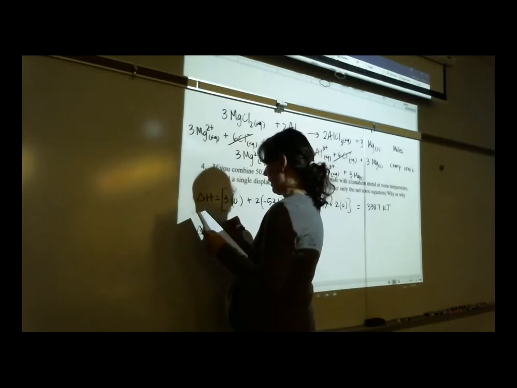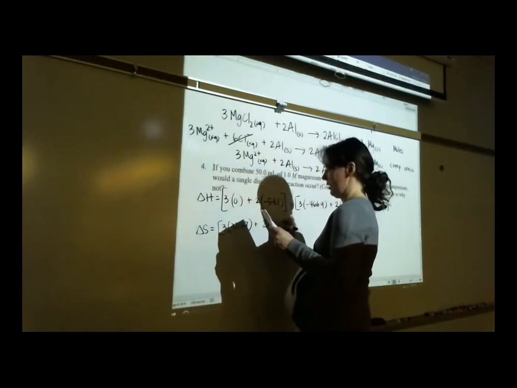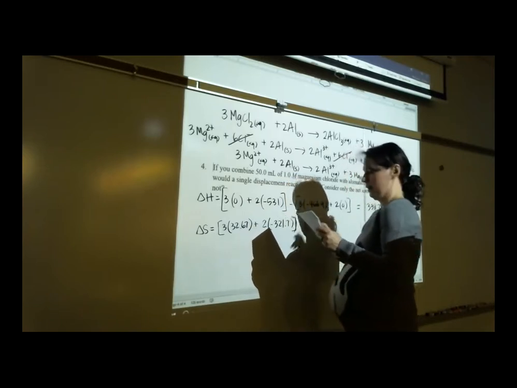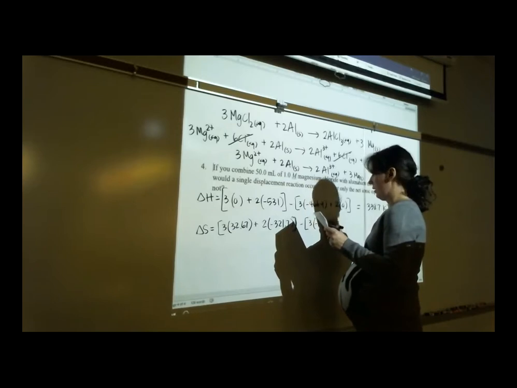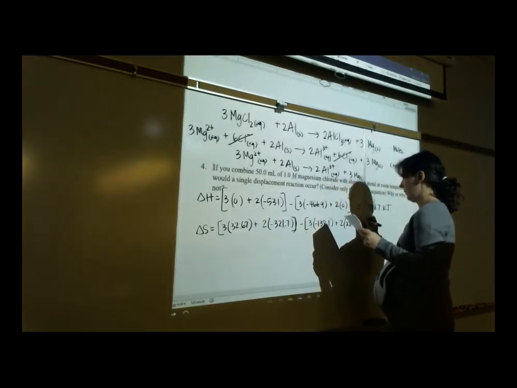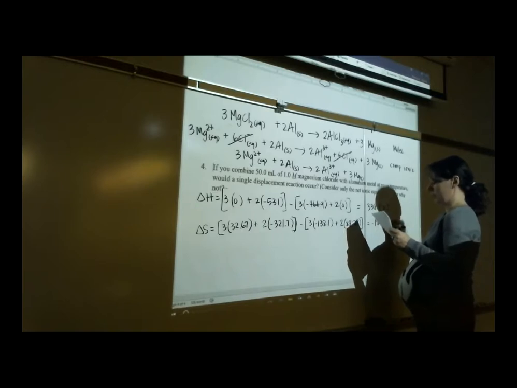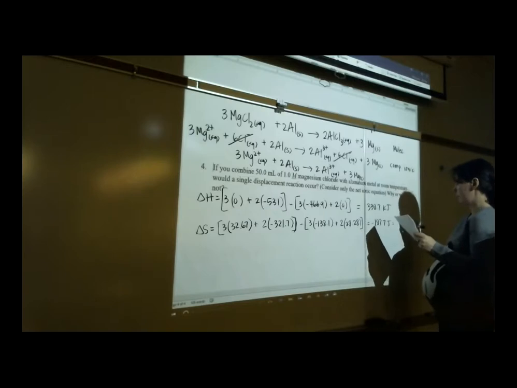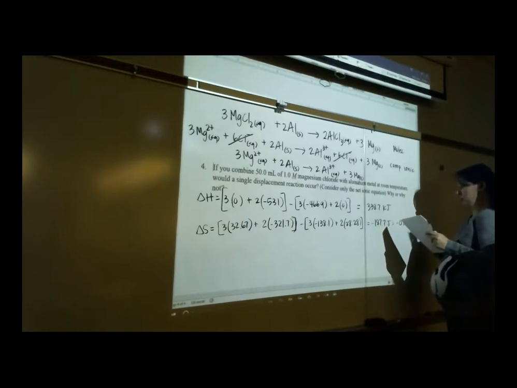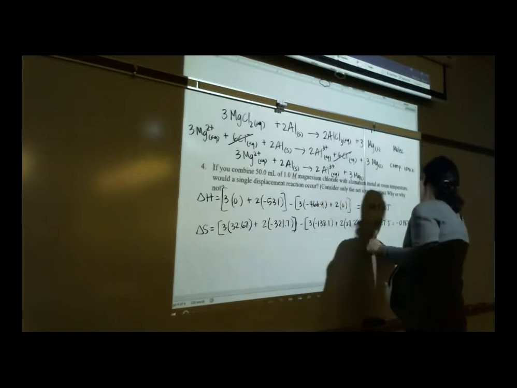All right. For delta S, 3 times 32.67 plus 2 times negative 321.7. There's a similar notation. And then 3 times negative 138.1 plus 2 times 28.28. I got negative 187.7 joules, so negative 0.187 kilojoules. All right, I guess I could carry that 0.7.